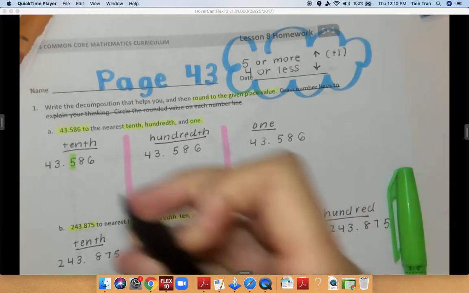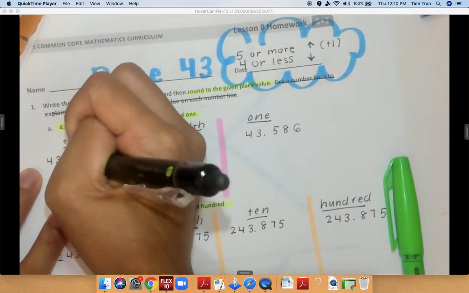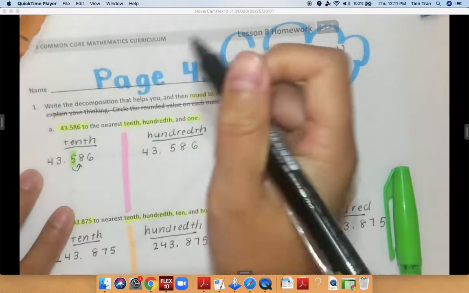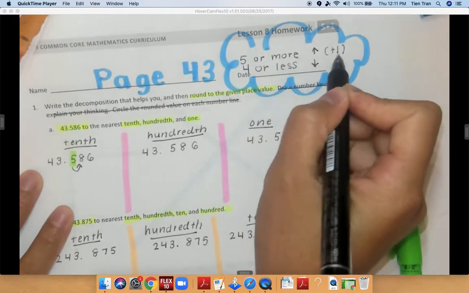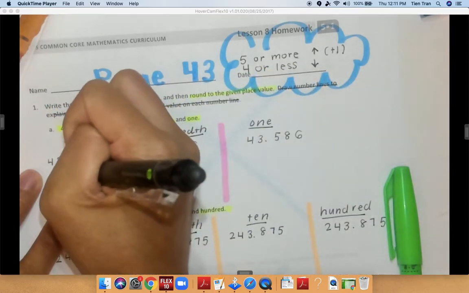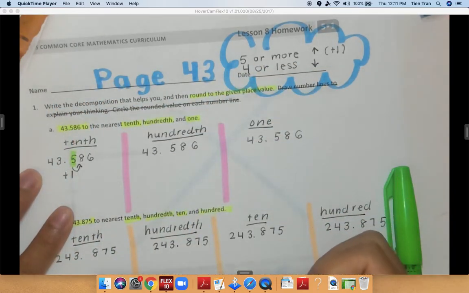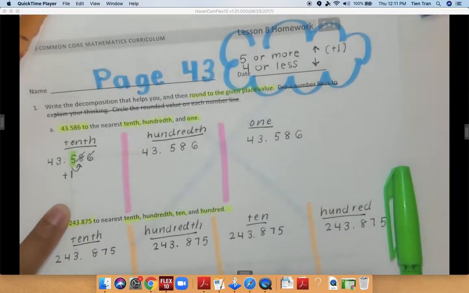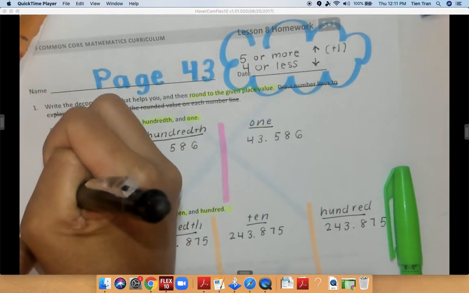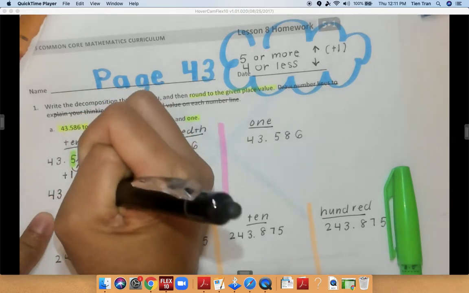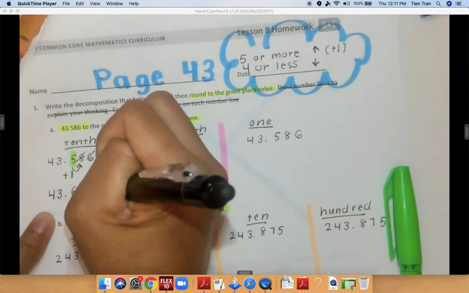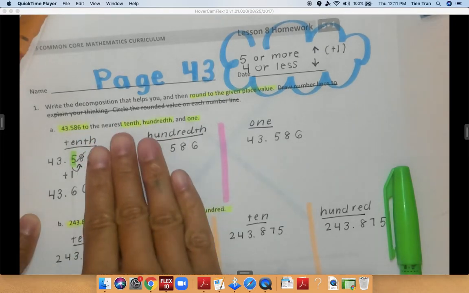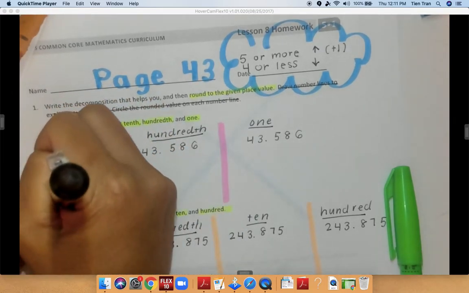Okay? So we look at our tenths place value, and we look at our neighbor. Our neighbor is an 8. What does it say? 5 or more, you're going to add 1. So I'm going to add 1 to my tenths place. And the rest of my numbers are going to change to zeros. So my new number is 43 and 600 thousandths. You can write it as this, or you can just not have the zeros. That is up to you.